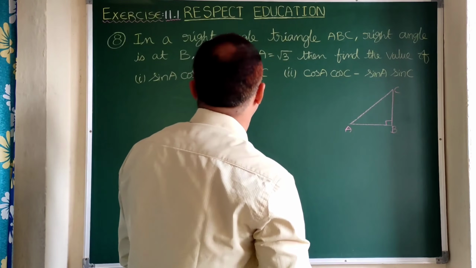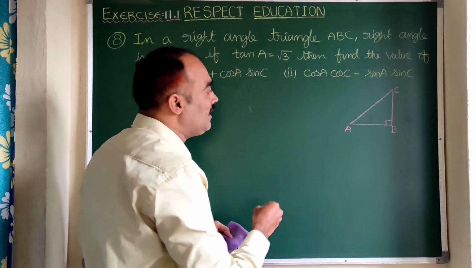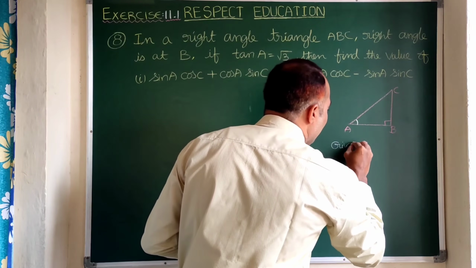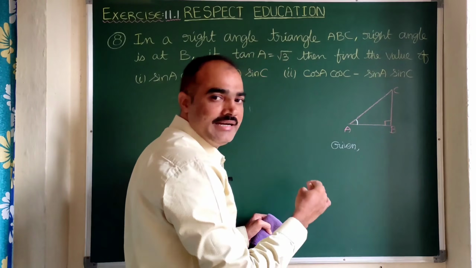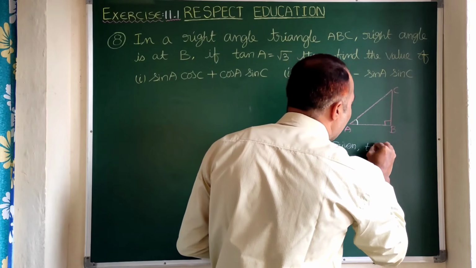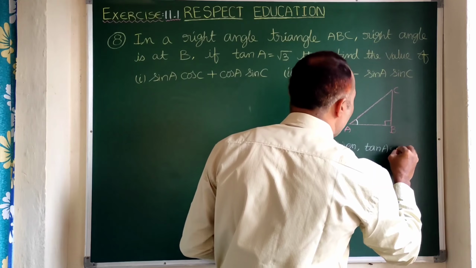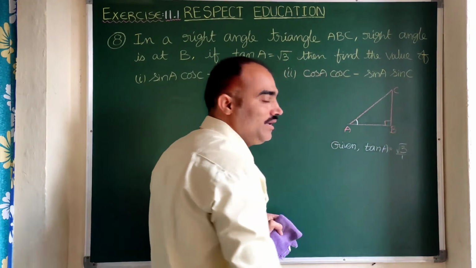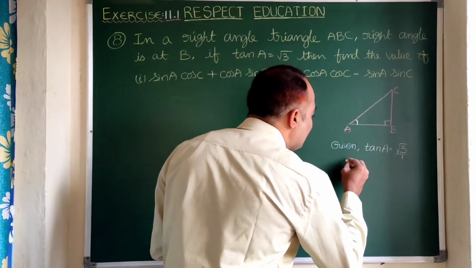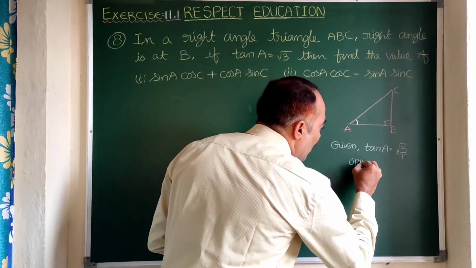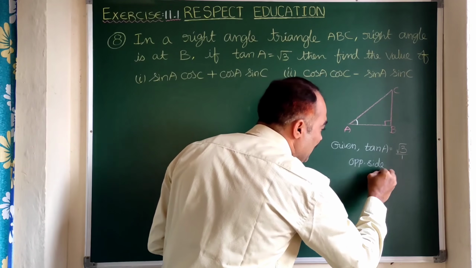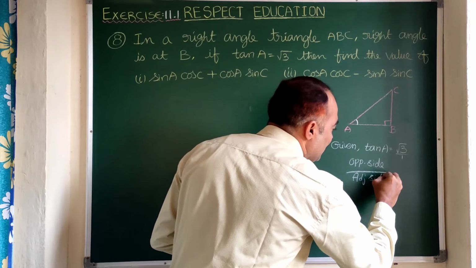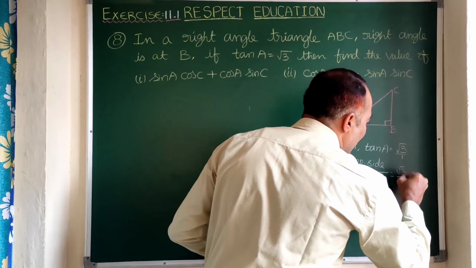Now let us write what is given, tan A equal to root 3. So let us write first, given ABC is a right angle triangle at B. Also given tan A is equal to root 3. Root 3 can be written as root 3 by 1. Actually what is the tan A formula? Opposite side to A by adjacent side to A. That is root 3 by 1.